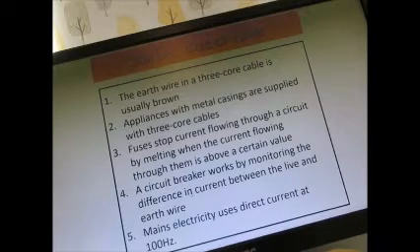A circuit breaker works by monitoring the difference in current between the live and the earth wire. That's false. It monitors the current between the live and the neutral wire. And the last one, mains electricity uses direct current at 100 hertz. So that's wrong on 2 counts, because first of all, mains electricity is an alternating current, and secondly, the frequency of it is 230, 240 hertz. Okay, so correct those for me.